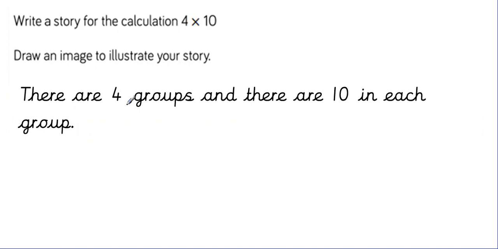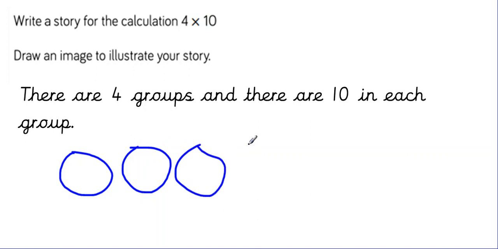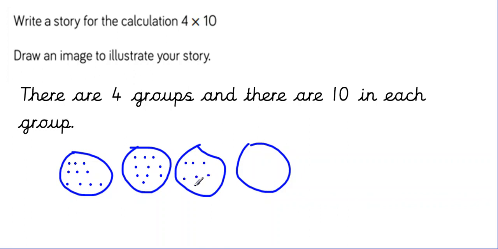So we've got 4 groups. So I've got 1, 2, 3, oops, and 4. I've got 10 in each group. So 1, 2, 3, 4, 5, 6, 7, 8, 9, 10, and the same again for each of the remaining groups.